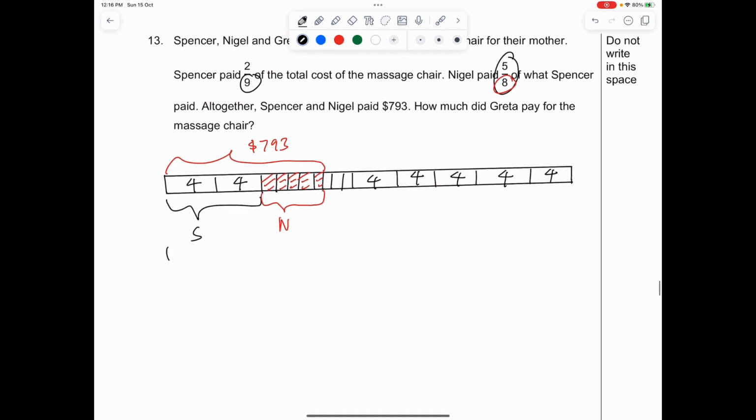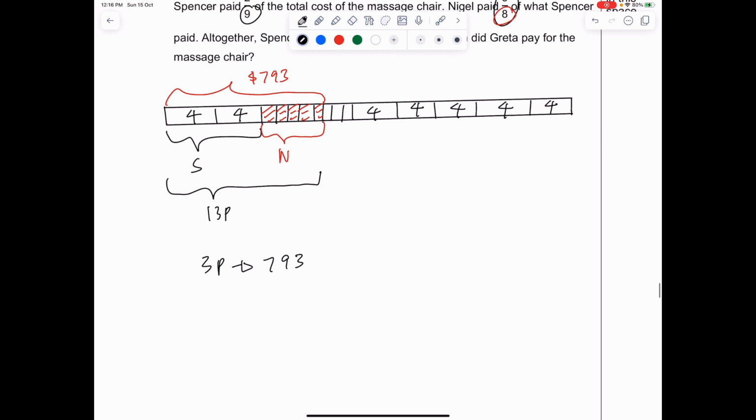So we know that in total, over here, 4 plus 4 is 8, 8 plus 5 is 13. There are 13 parts. So we know that 13 parts would be 793, right? So one part would be 793 divided by 13. So 793 divided by 13, your answer is 61.